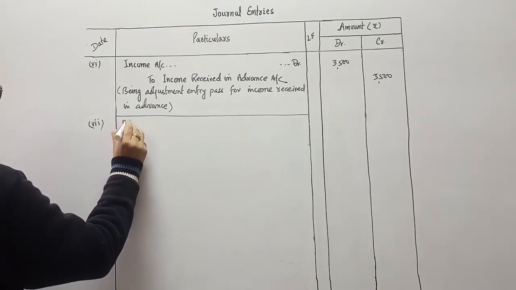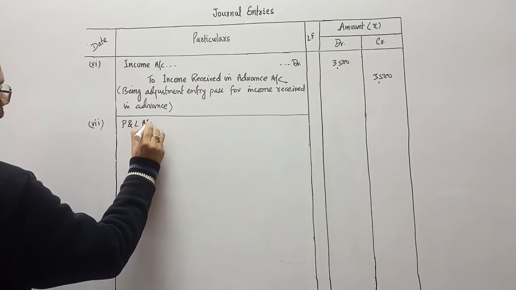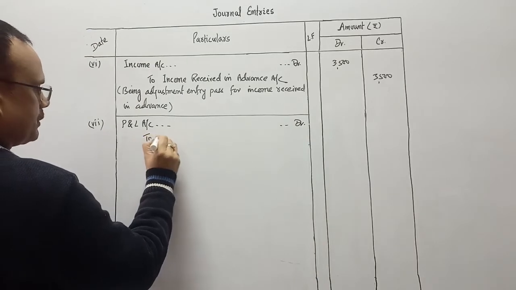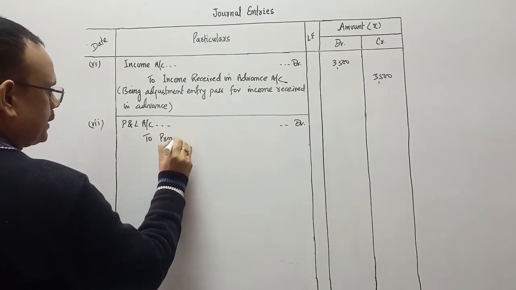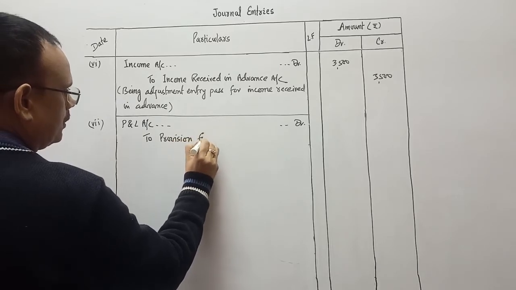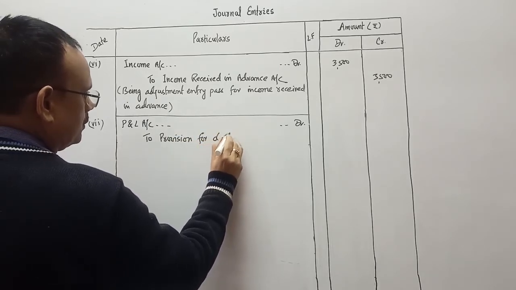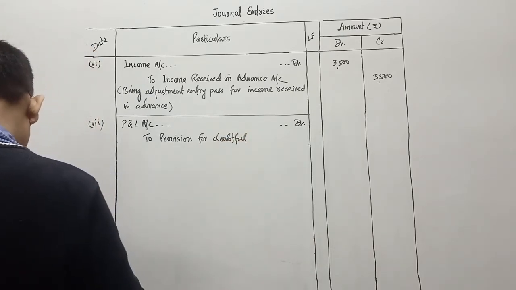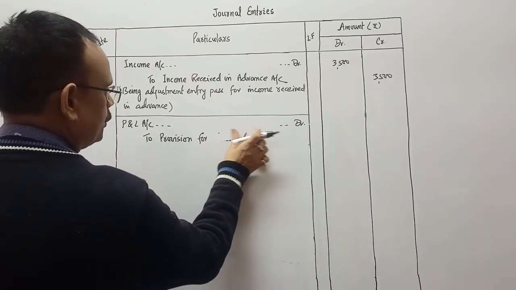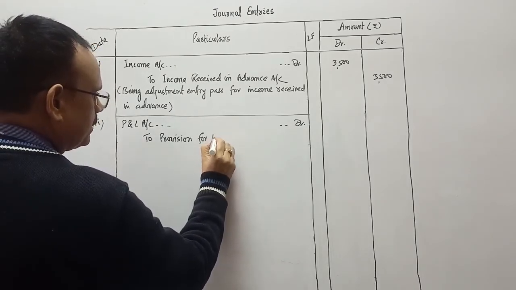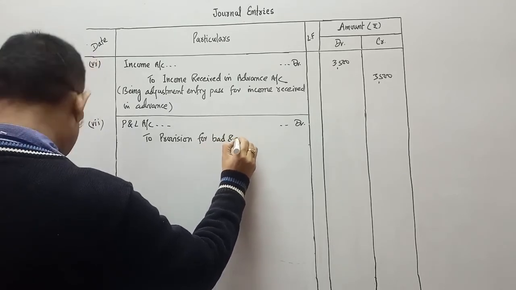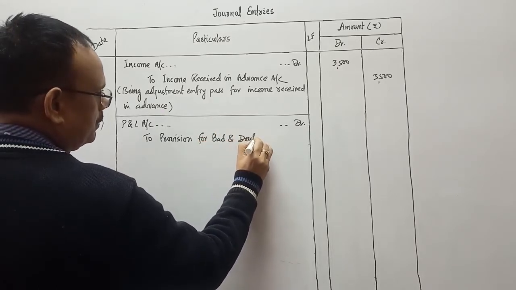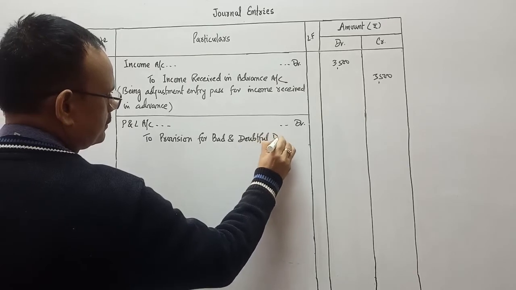So profit and loss account debit to provision for doubtful debts. It's a new provision for bad and doubtful debts. You may write it provision for bad and doubtful debts.